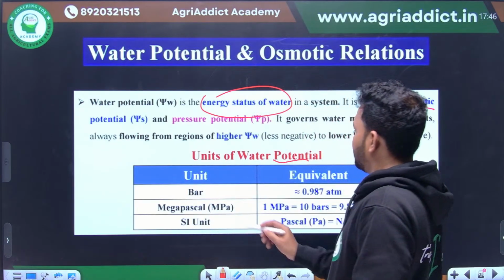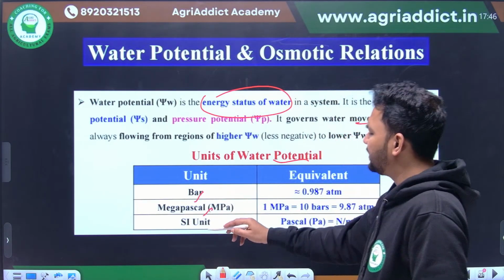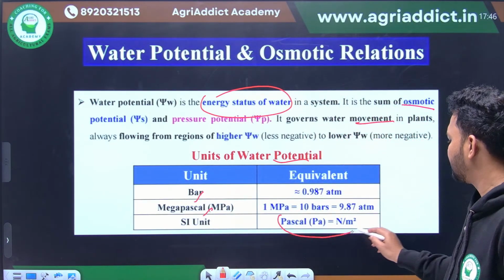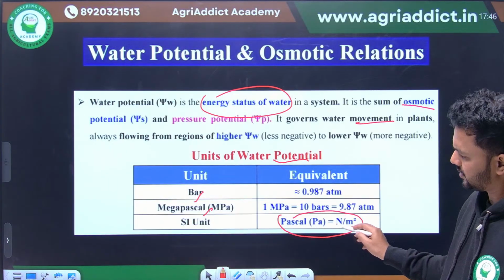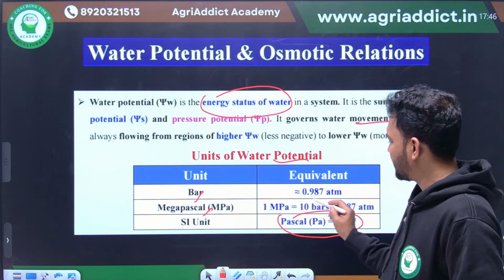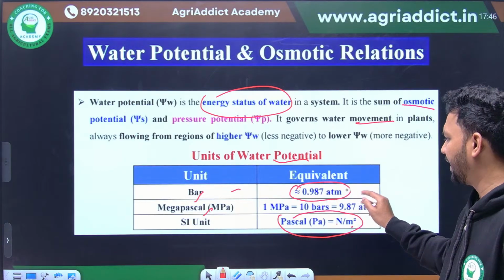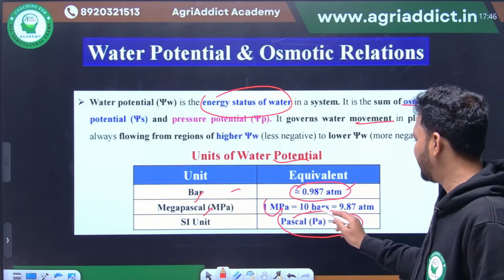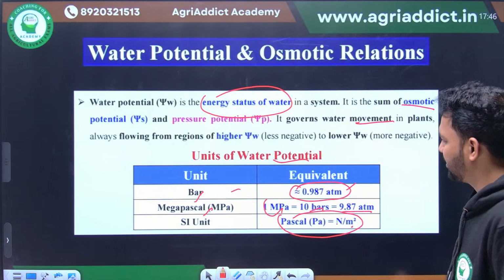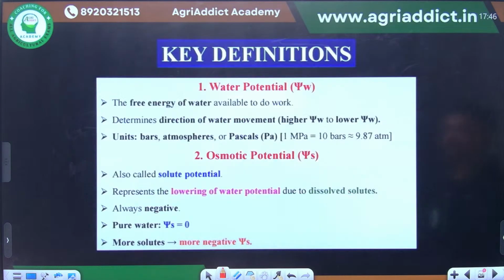What is the unit? Bar, megapascal. Okay, and the SI unit is Pascal. It is Newton per meter square. And conversion I have given. 1 bar is equal to 0.987 atmosphere, and 1 megapascal is 10 bar. You can see that only simple conversion is there.